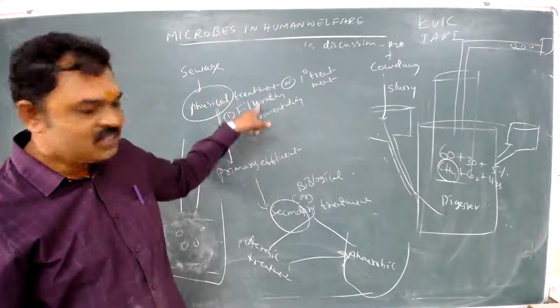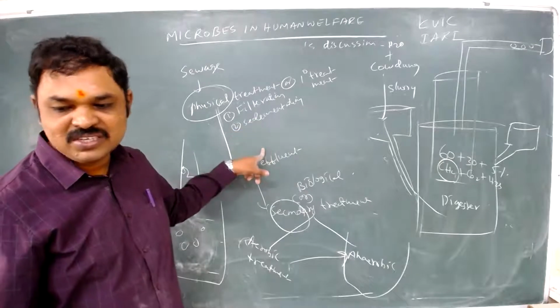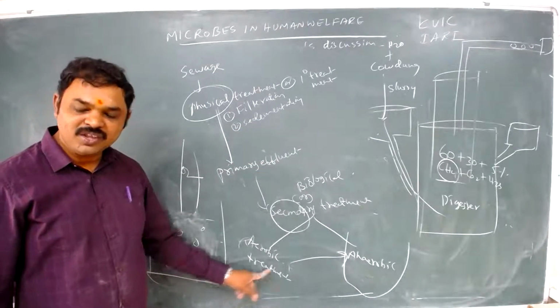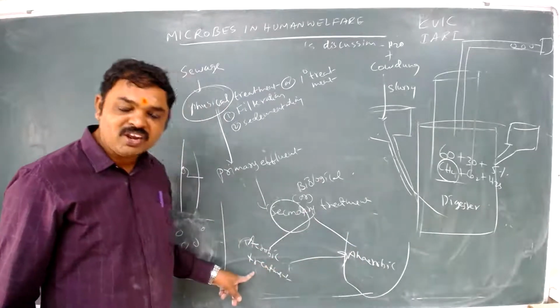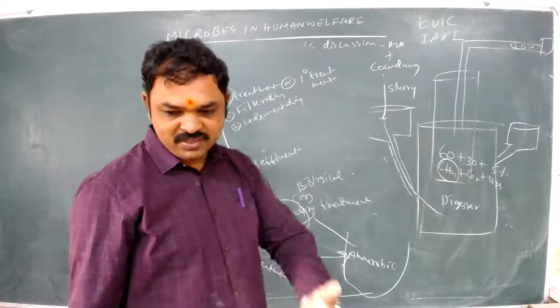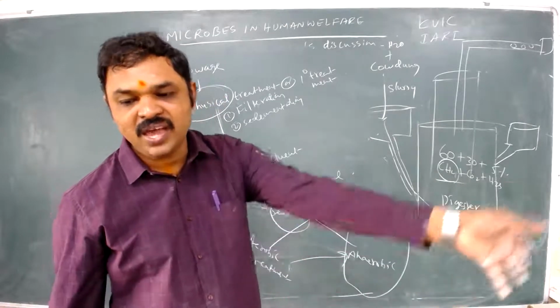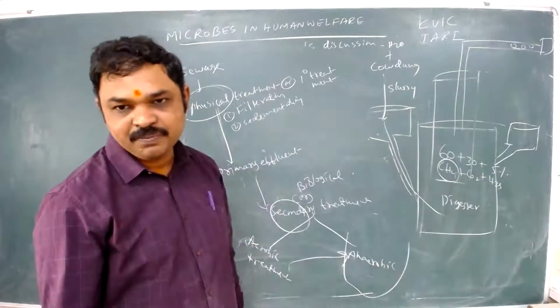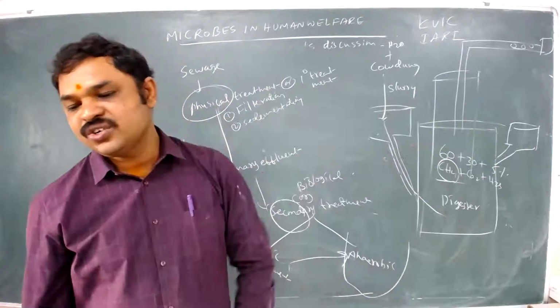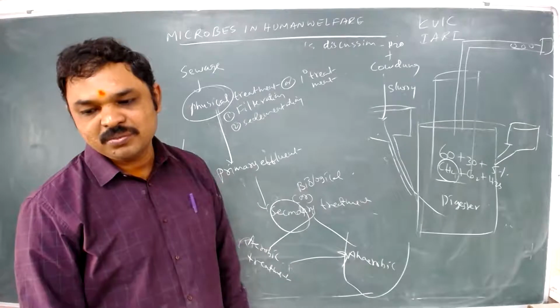Why? Because first we remove physical waste. In aerobic treatment, we remove organic waste. In anaerobic treatment, the aerobic bacteria are removed. Finally, the anaerobes are there, but they are not harmful. Why? When they are exposed to air, they are damaged. So the unpolluted water is released into the water body, and the water bodies will be safe.